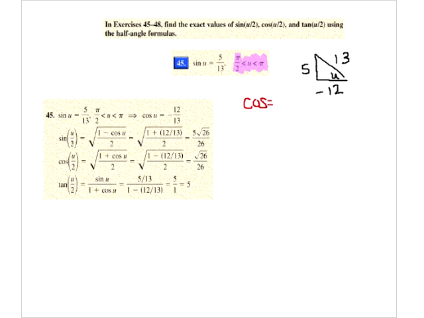Cosine is negative 12 over 13. And if you were to need it, tangent would be 5 over negative 12, but it's actually not needed in the half angle formulas. Only sine and cosine are used. Okay? So again, here is just mainly substituting values in and then simplifying. And that's all.